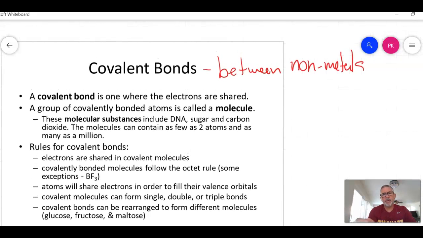So there's a couple differences. Remember, ionic bonds, we transfer electrons between the metal and the nonmetal. So a covalent bond, electrons are shared, right? It's going to be called a molecule now. So if I have a bunch of covalently bonded atoms, they're going to be called a molecule.